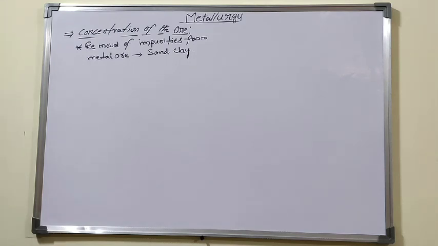Concentration involves several steps, and selection of these steps depends on the difference in physical properties of metal ore and gangue.